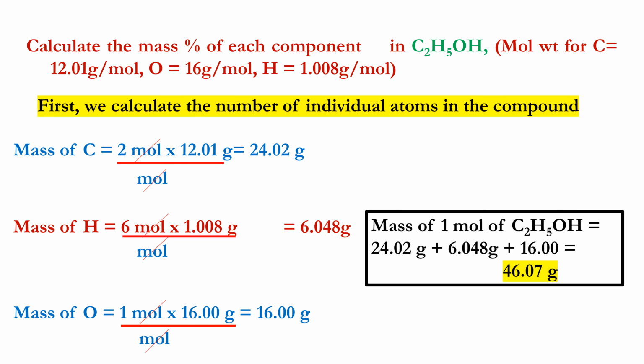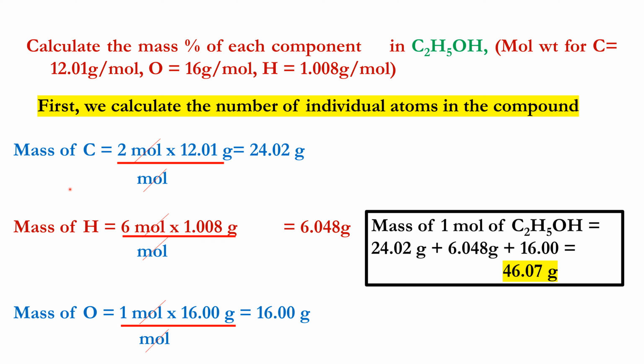Okay, let's look at this practice example. Calculate the mass percent of each component in ethanol, and you are given the molecular weights of the different elements for carbon, for oxygen, and for hydrogen. So first we calculate the number of individual atoms in ethanol.